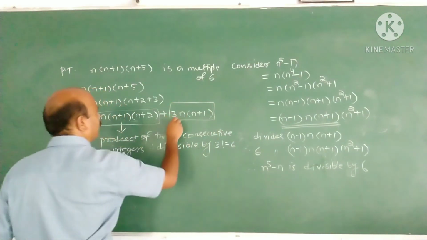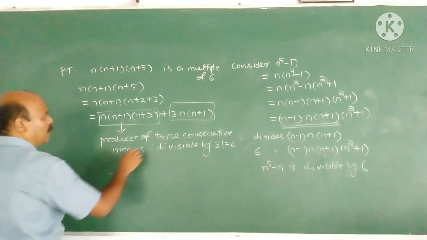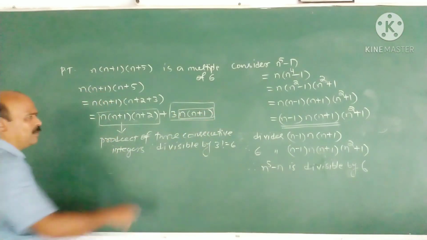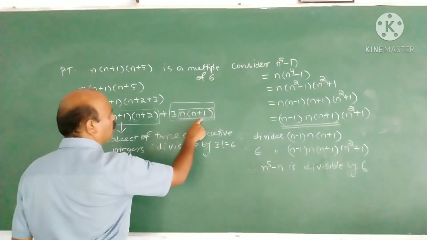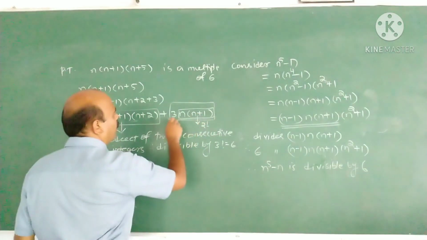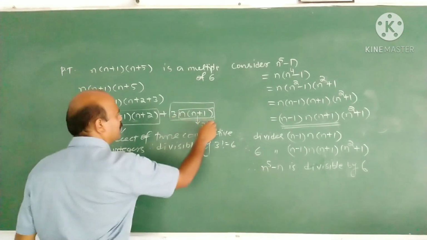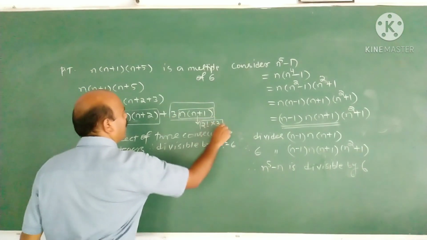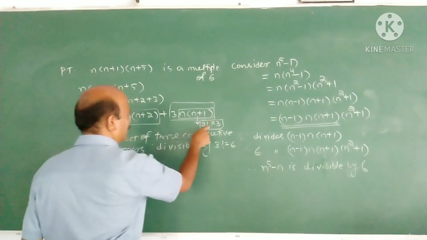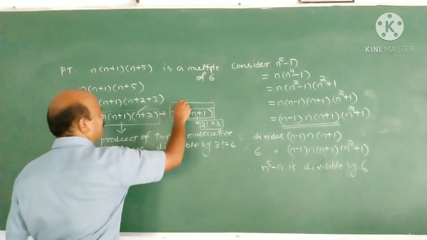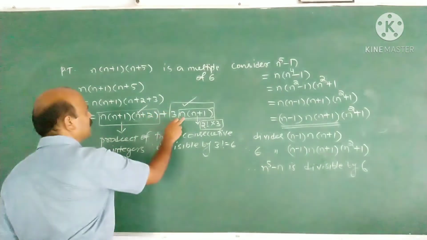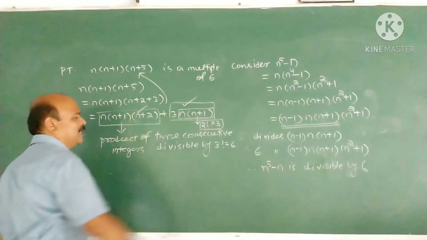Take the second one. What is this second one? Consider only n into n plus 1. What is this? n into n plus 1 is a product of 2 consecutive integers. It is divisible by 2 factorial. But the into 3 is there. So it is divisible by 2 factorial into 3. That is divisible by 6. So the second term is divisible by 6. Therefore their sum is divisible by 6.